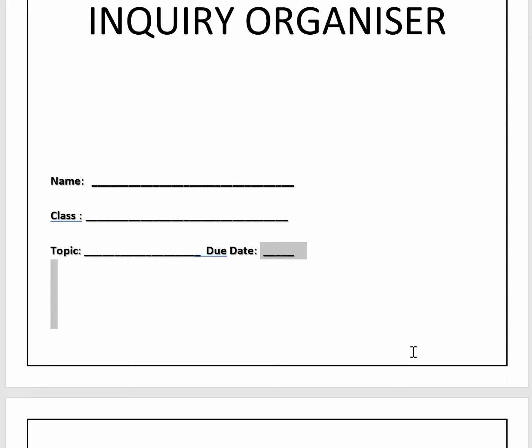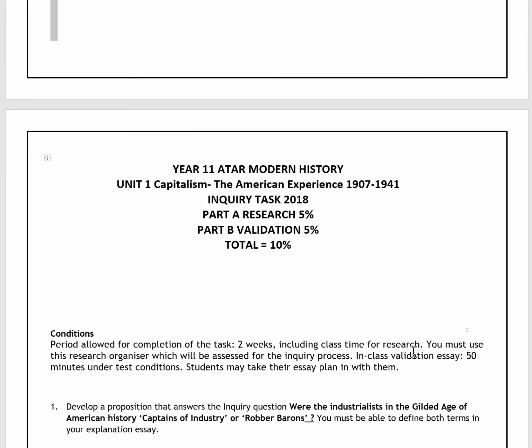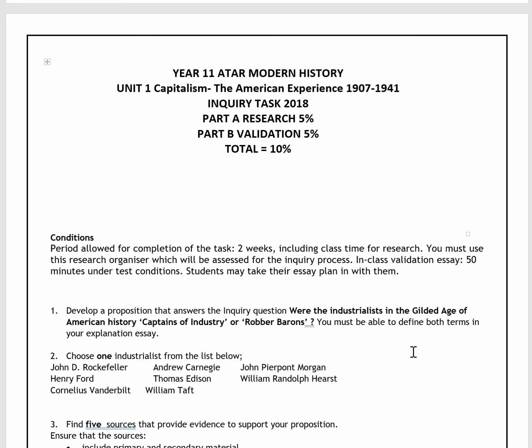Now as we come up, this is where the actual task is here. So I'm just going to go through this one for you. Basically you can see here that it's worth 10%, 5% is research and 5% is validation. Okay, so you get 2 weeks to do this. You've got to use this inquiry organiser. You don't just go, oh, that looks okay, and I'll put that to one side.